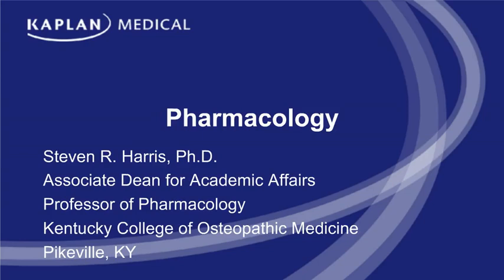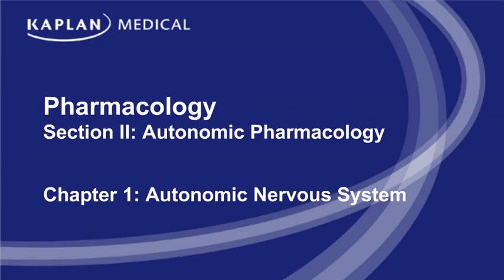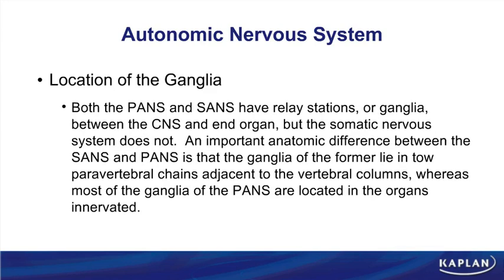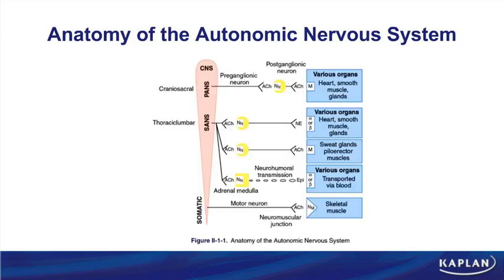Now we'll be covering Section 2, which is Autonomic Pharmacology. Chapter 1 is going to look at the autonomic nervous system. When you think about the autonomic nervous system, you have to consider the anatomy of the autonomic nervous system, and we will look at that in a diagram on the next page. You also want to consider the location of the ganglia. We will also cover that in the figure on page 40. This diagram is very important for you to understand what's going on with the autonomic nervous system.